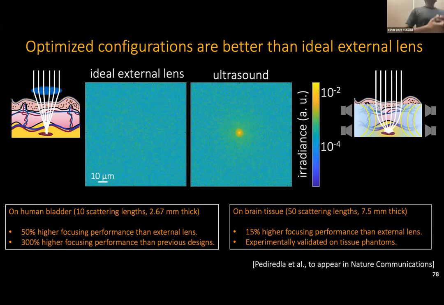And our designs that we have optimized with the renderer were 4x better than the previous designs that people have come up with. In this specific case, you can see that even if I zoom in, the external lens was not able to focus light at this depth, whereas with the ultrasound optimized design, we were able to focus deep inside the scattering media. This could mean that we can cure tumors with the help of ultrasound focused light in the future.